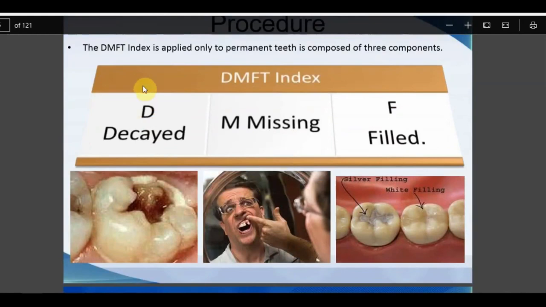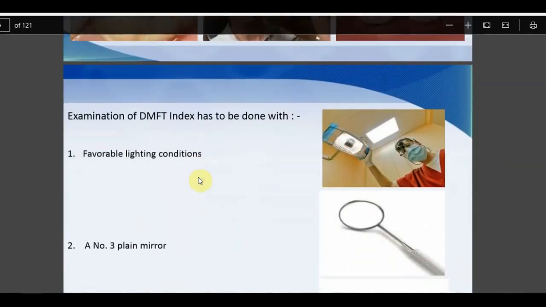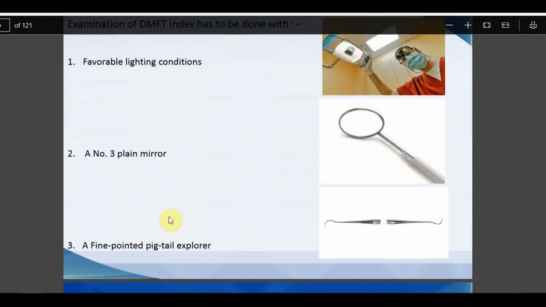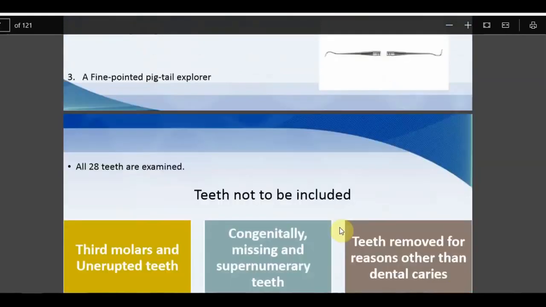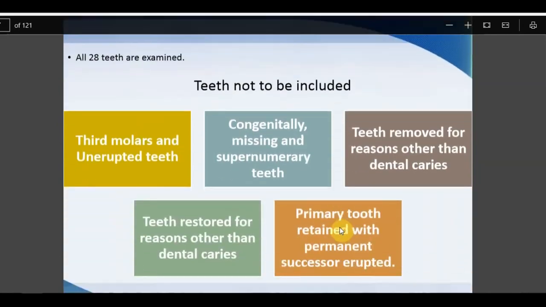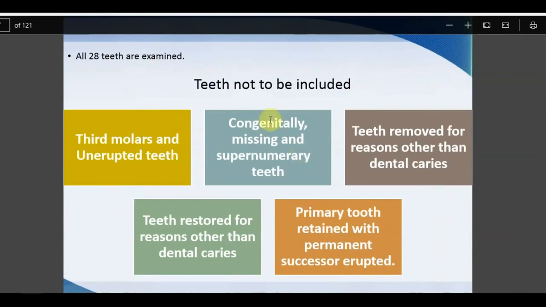So we have three categories, that is decayed, missing and filled. Missing due to caries and filling due to caries. So what are the instruments and conditions? There should be proper lighting, a number three plane mirror, that is our common mirror, and an explorer, a common explorer. These are the instruments and lighting setup. Third molars are not included, so all 28 teeth are examined.